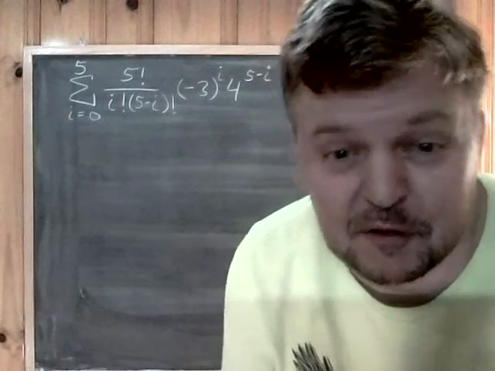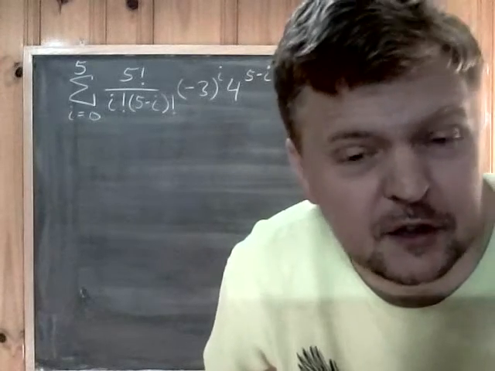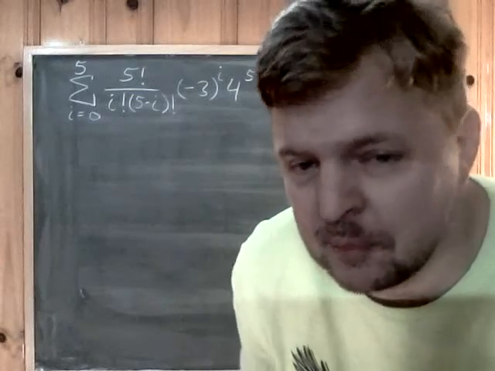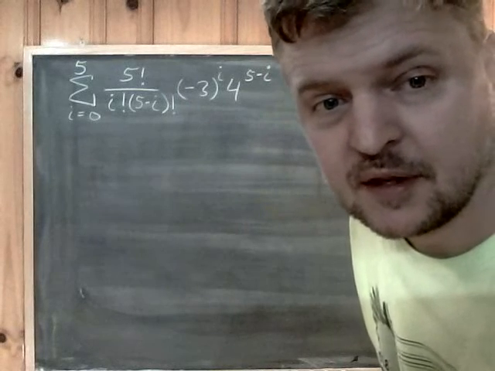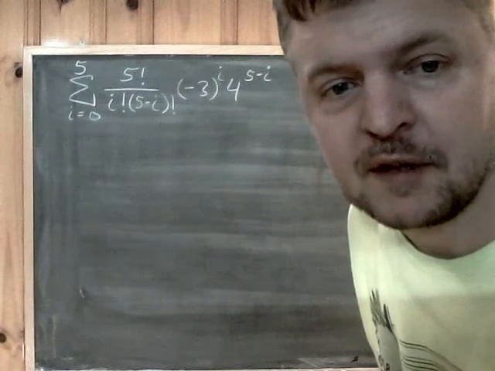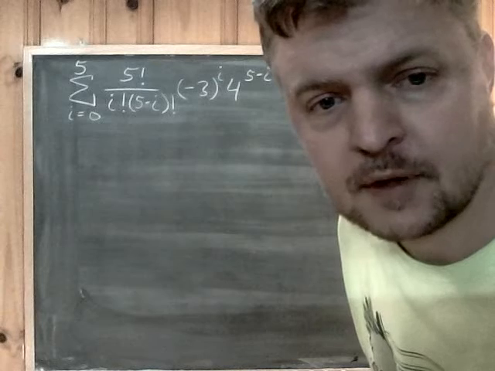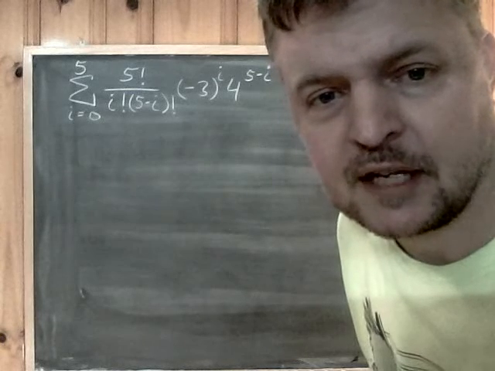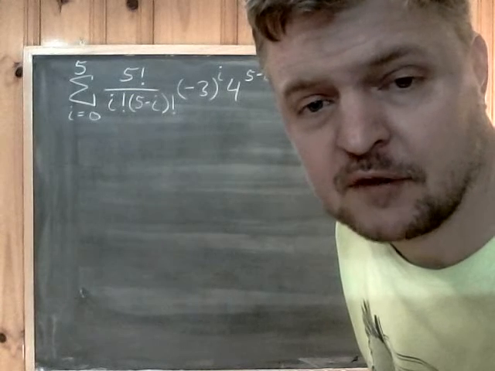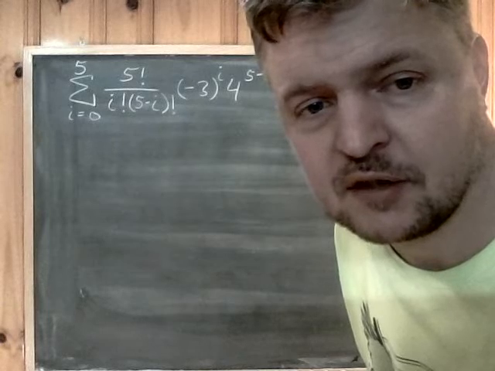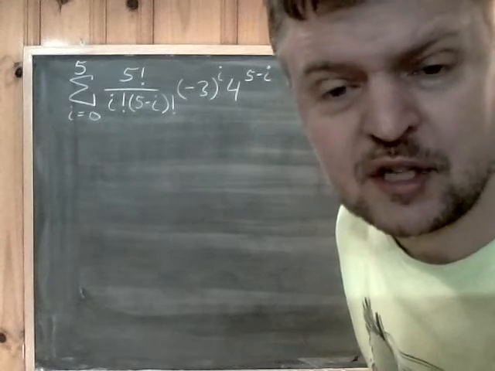Here's another example of calculating with the multinomial theorem. It looks at first like a multinomial theorem, but I want to point out on this problem how there are several ways that you could rewrite it if you wished. It's got the sum from i equals 0 to 5 of 5 factorial over i factorial times (5 minus i) factorial, and then negative 3 to the i, 4 to the 5 minus i. So actually it's closest at first to looking like a binomial theorem. But a binomial theorem is just a special case of the multinomial theorem.